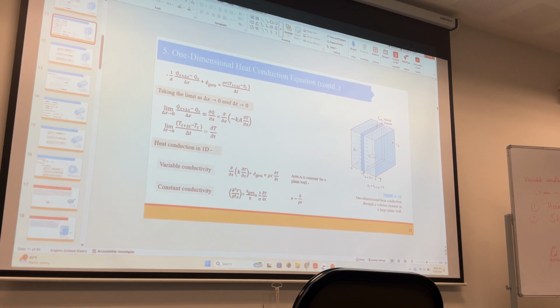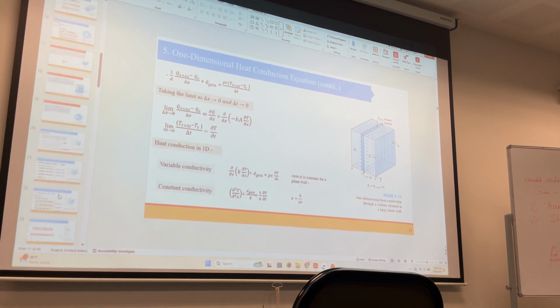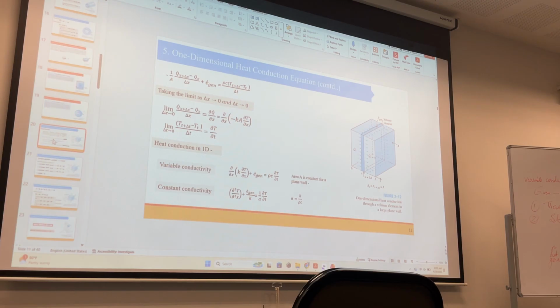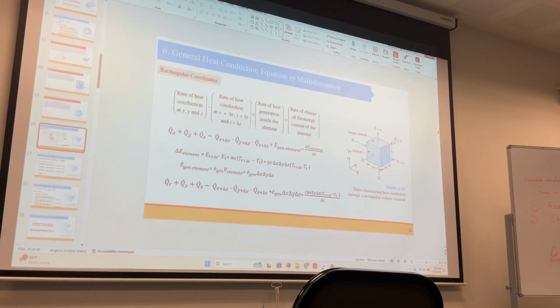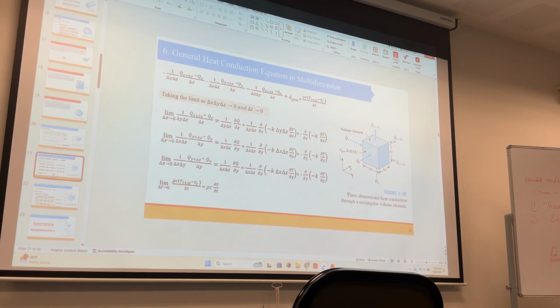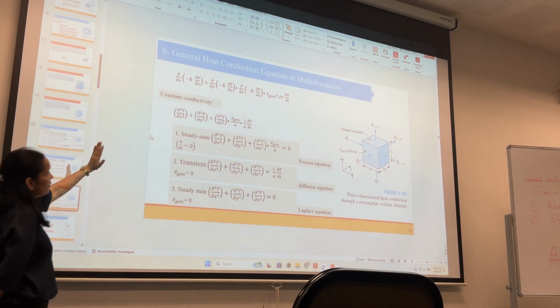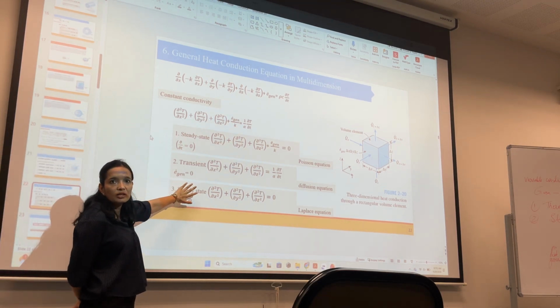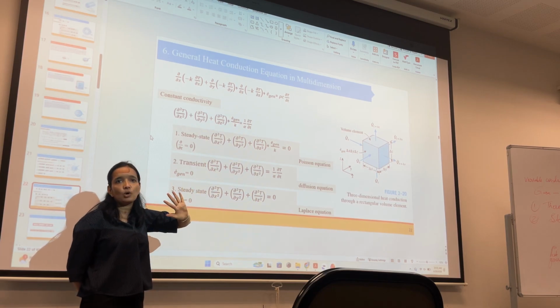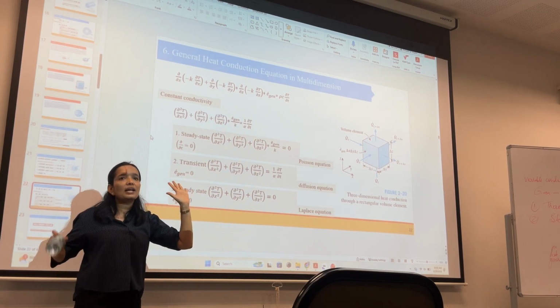Now we are deriving for the rectangle, in 3 dimensions. Same, we are taking the limit of del x, del y, del z in 3 coordinates. We have 5 formulas for the rectangle, like we had 5 formulas for the plane wall. Plane wall and rectangle are the same.